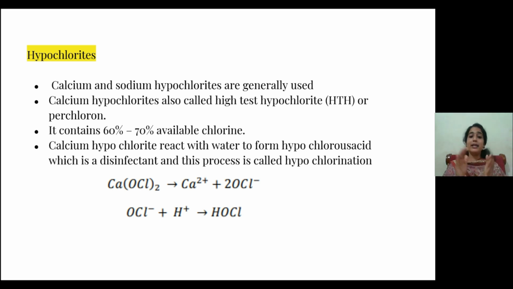Then calcium hypochlorite reacts with the water to form hypochlorous acid, which is a disinfectant, and this process is called hypochlorination. The equation is given, that is CaOCl2 gives Ca2+ plus 2 OCl-. OCl- is the ionic state. Then this OCl- combines with the H+ ion to give hypochlorous acid, that is HOCl, which is an important disinfectant for disinfection action.